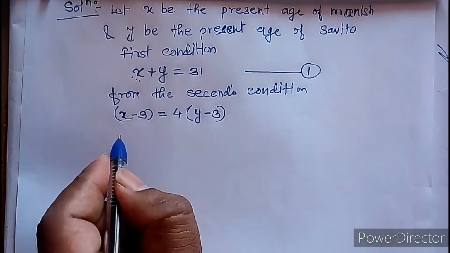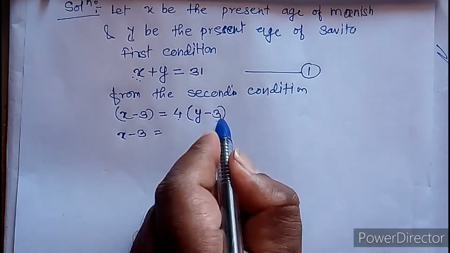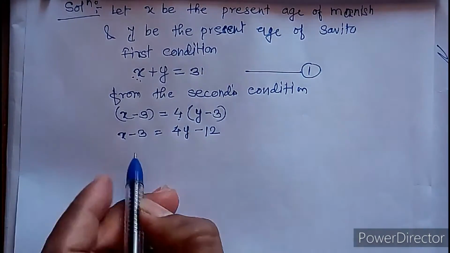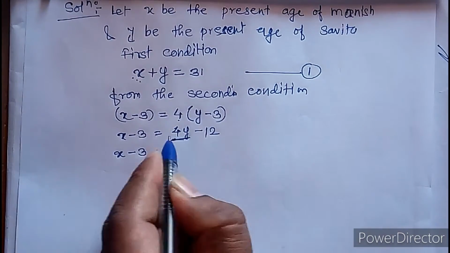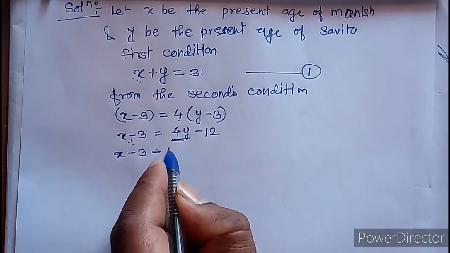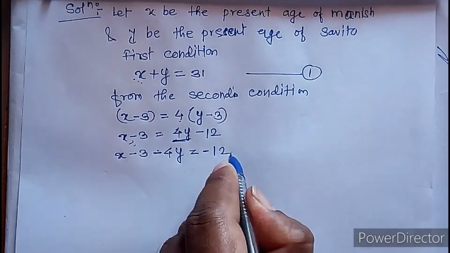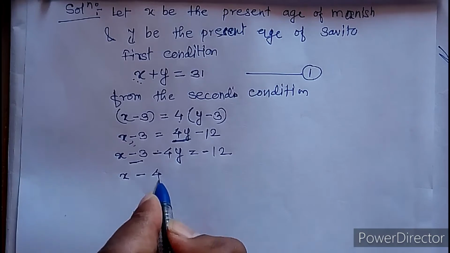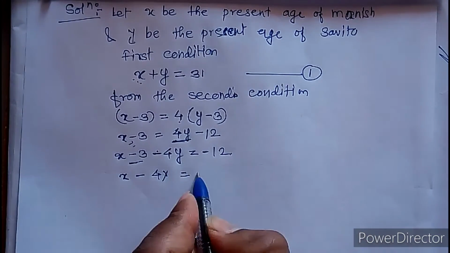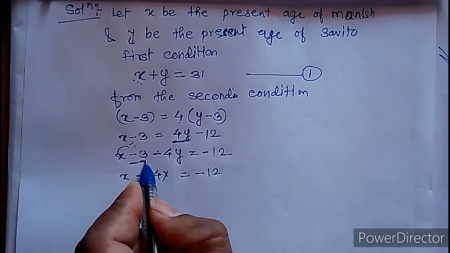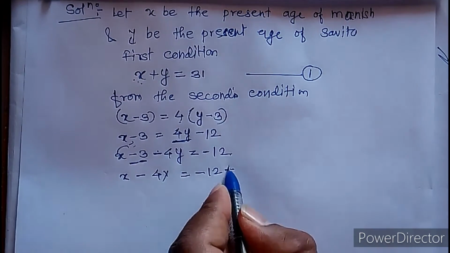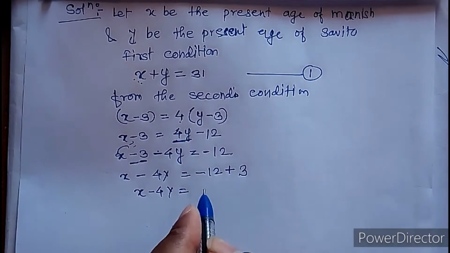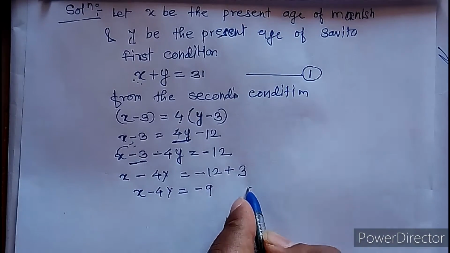Now on solving, x minus 3 equals 4 into y minus 3, which is 4y minus 4 into 3, that is minus 12. Now this 4y shifts to the left-hand side as minus 4y, equals minus 12. This minus 3 shifts to the right-hand side and becomes plus 3. So x minus 4y equals minus 12 plus 3, that is minus 9. This is equation number 2.